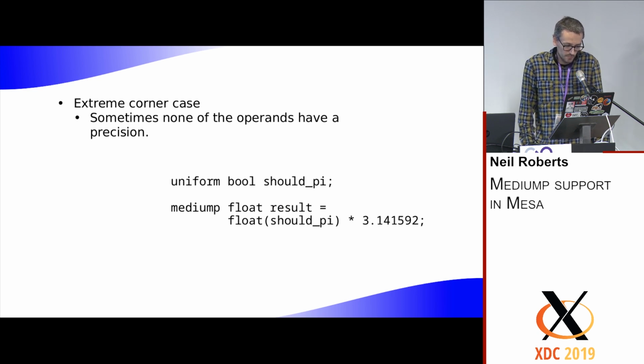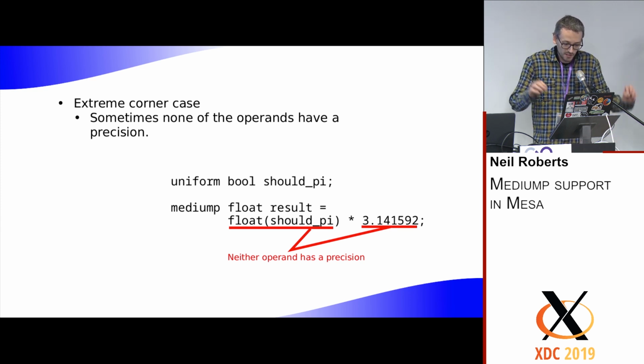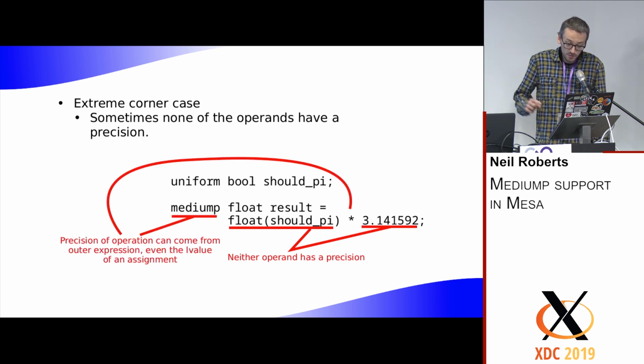There's also a more extreme corner case where none of the operands in an operation have a precision. In that case, the spec gets a bit more crazy. Neither operand has a precision, so according to the spec, you're allowed to look at the precision of values further outside of the tree of the expression. So if you had 3 multiplications together and one of the multiplications didn't have a precision, it could look at the third multiplication for the operands of that to determine the precision. And that goes as far as looking at the L value in an assignment.